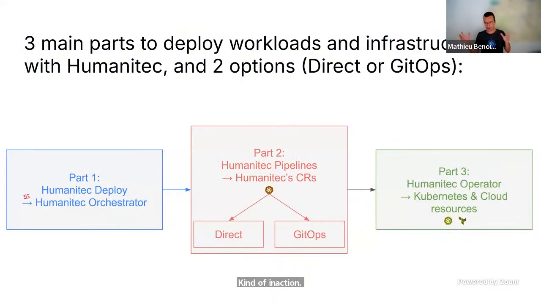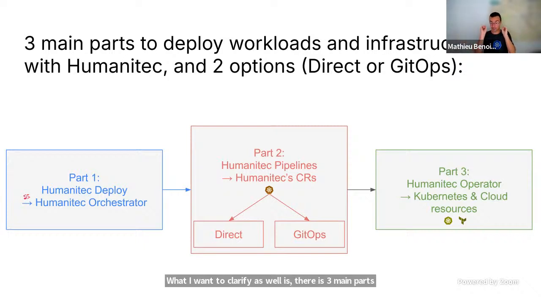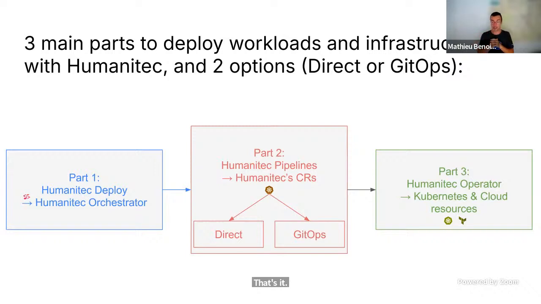What I want to clarify as well is there are three main parts, because like you just saw earlier, we are part of your CD pipeline. That's it. And we interact with your resource plane and your security plane, et cetera. But in this CD, in the orchestrator, we are doing three main parts to deploy workloads and infrastructure, both of them, right? I will pause a little bit. There is a question.